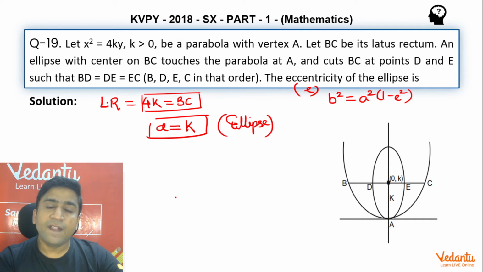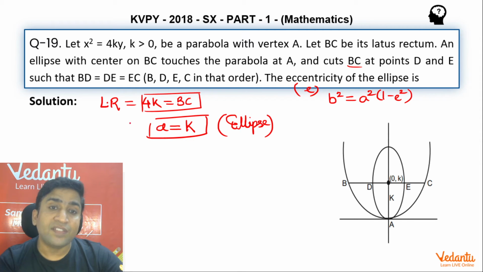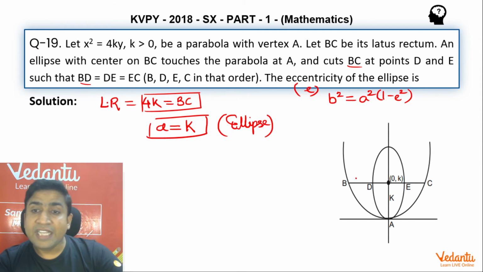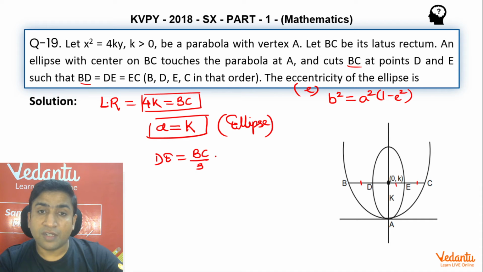As per the data, I know the latus rectum of the parabola is 4k, that is the length of BC. As per the data, the ellipse is touching the parabola at point A, so it instantly gives me a feel that the value of a is k. Now they are also telling me that the ellipse cuts BC at points D and E such that BD, DE and EC are all the same. I know the complete length BC is 4k.